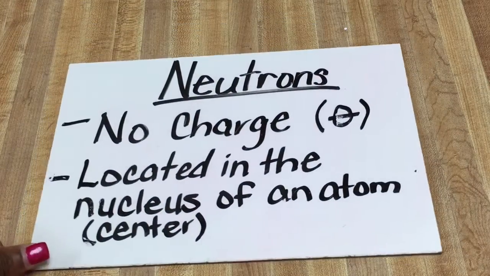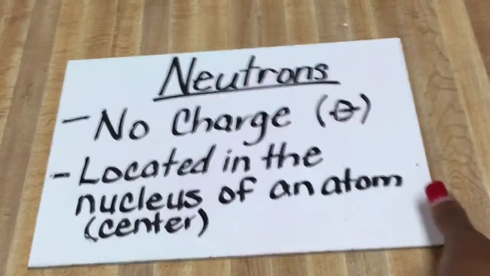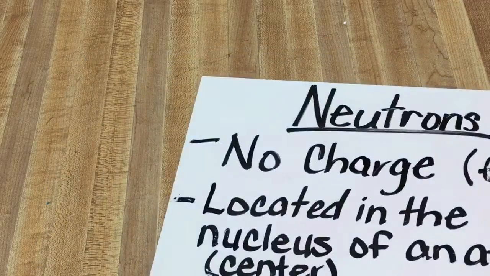A neutron is also located in the center of an atom. Neutrons have no charge, so they're different from protons and electrons. In parentheses, I have written zero charge because there's no charge in a neutron. It's located in the nucleus of an atom, the center portion with those protons. So neutrons are located in the center with the protons.